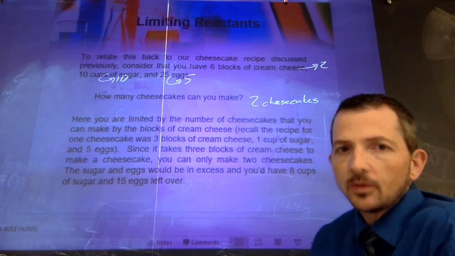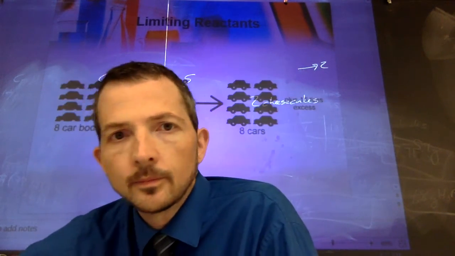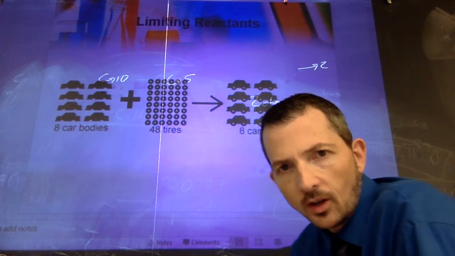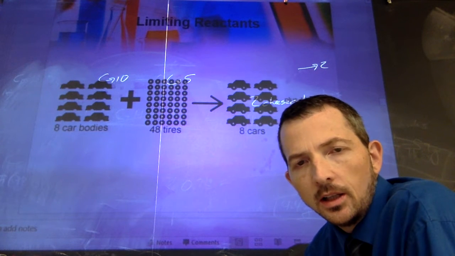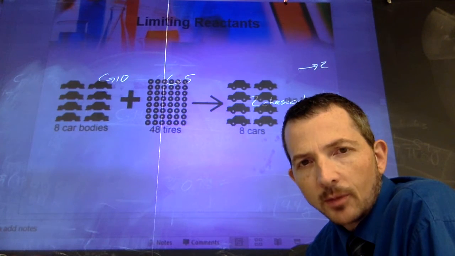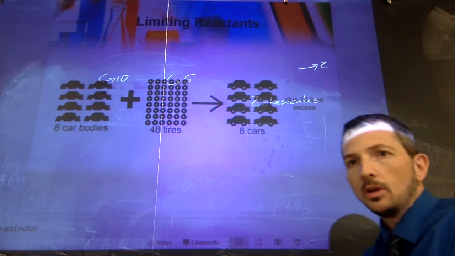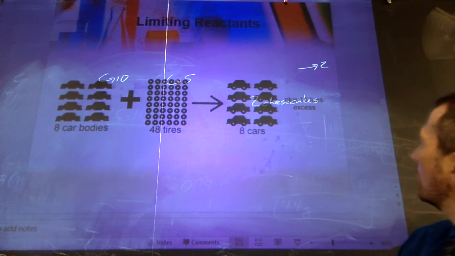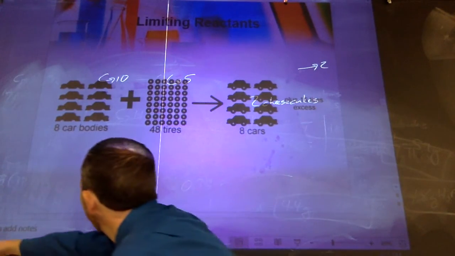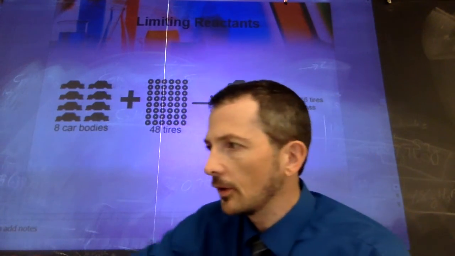So we can do this with chemistry as well. This just relates it to cars and tires. I have 8 cars, and I'm looking at adding tires to all 8 cars. I know 4 tires fit on one car, so 8 times 4 would be 32. And so 48 minus 32, then I have 16 tires left over. Here's another example of limiting reactants.